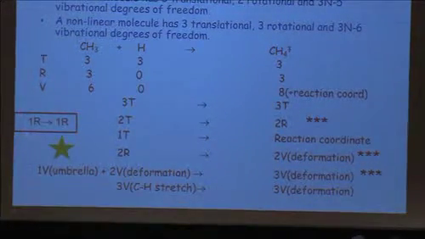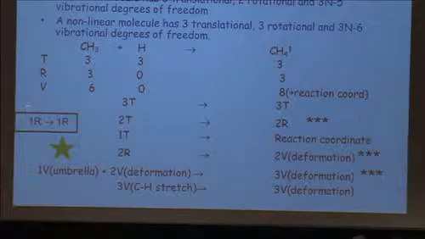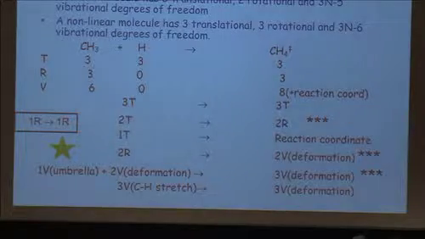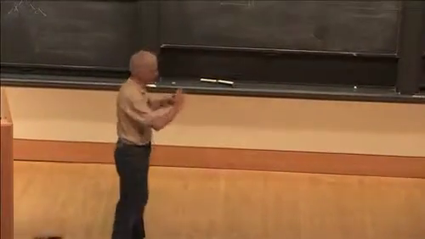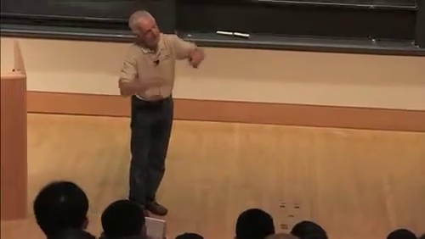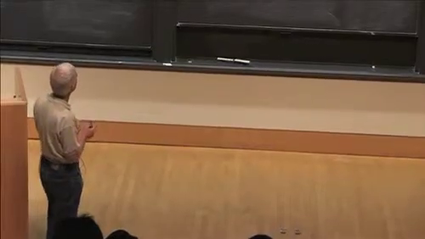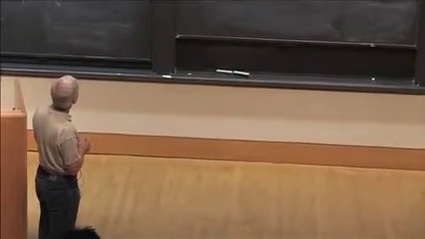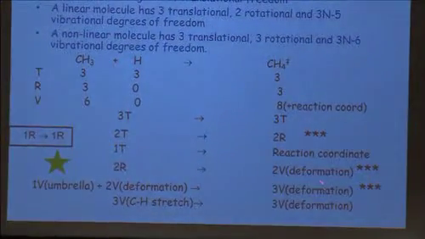One rotation is going to go into a rotation. I forgot about that on the slide that you've got. So there should be, in addition to all of these, 1R going into 1R. And so that's basically the rotation of the fragment like this, which is going to go into rotation of the molecule as a whole. And then we've got the umbrella motion and some deformation modes going into deformation modes, etc.